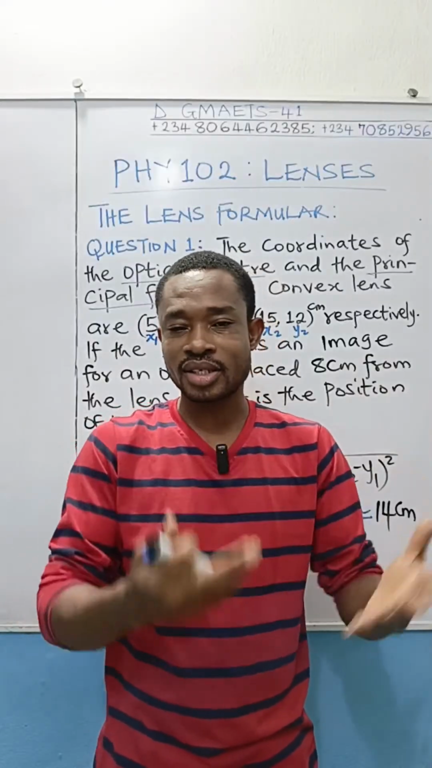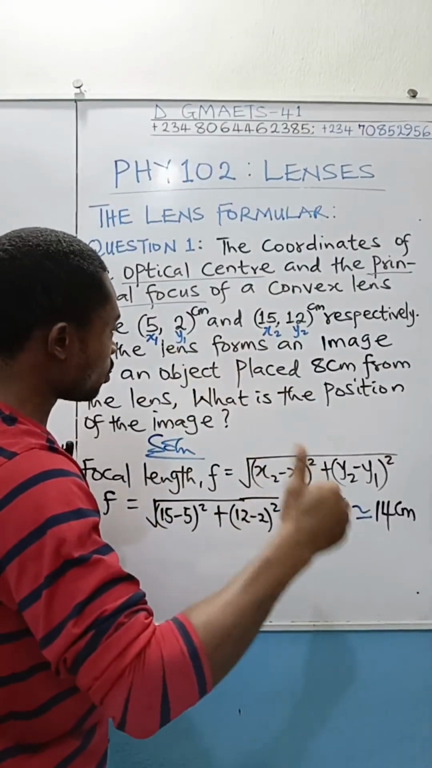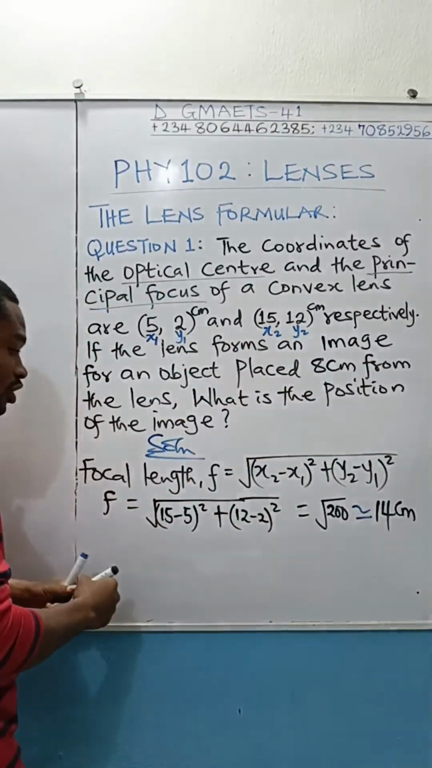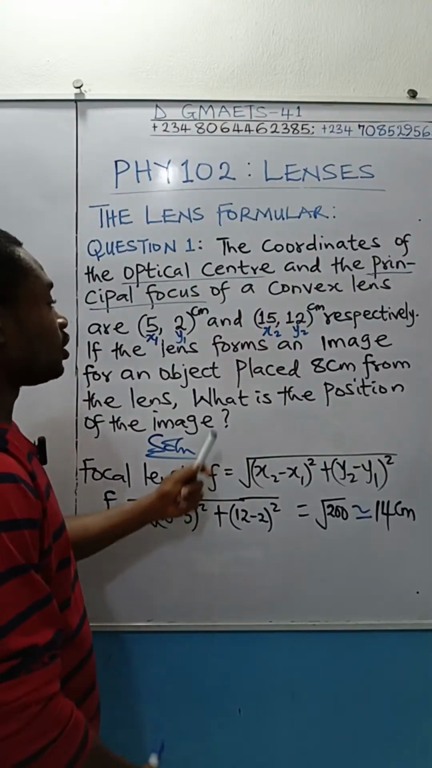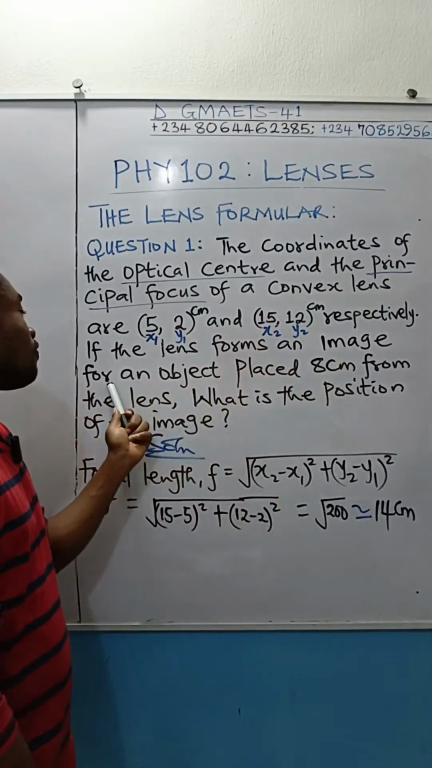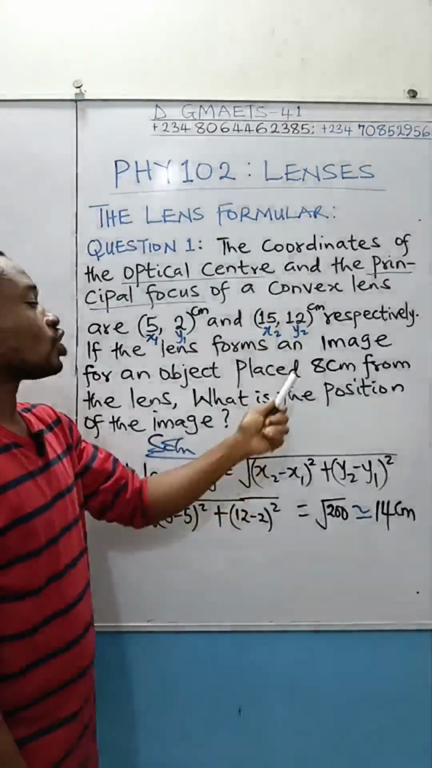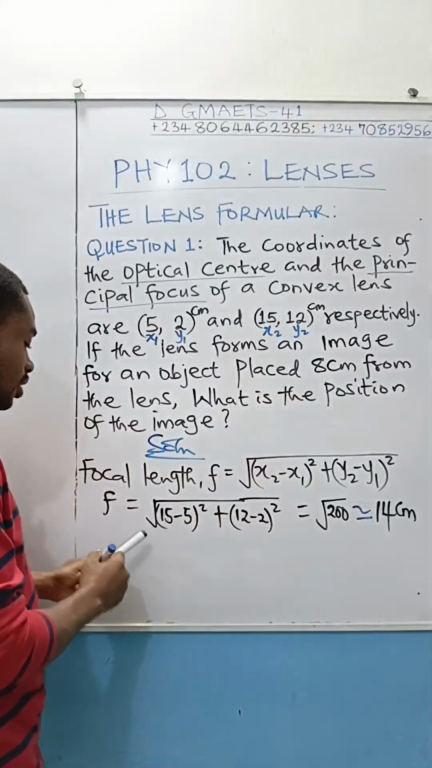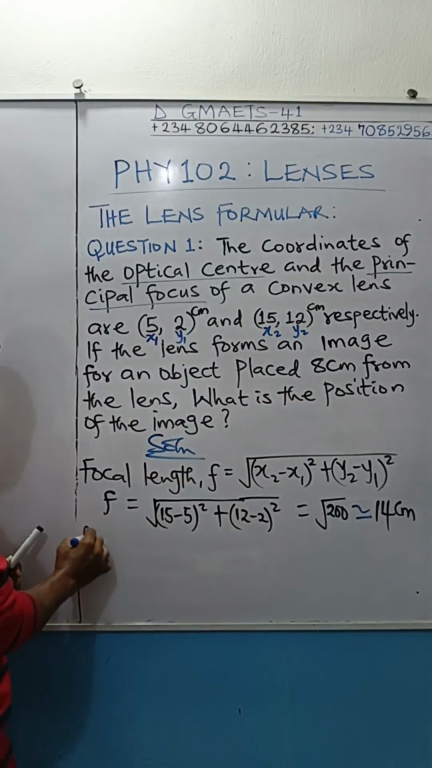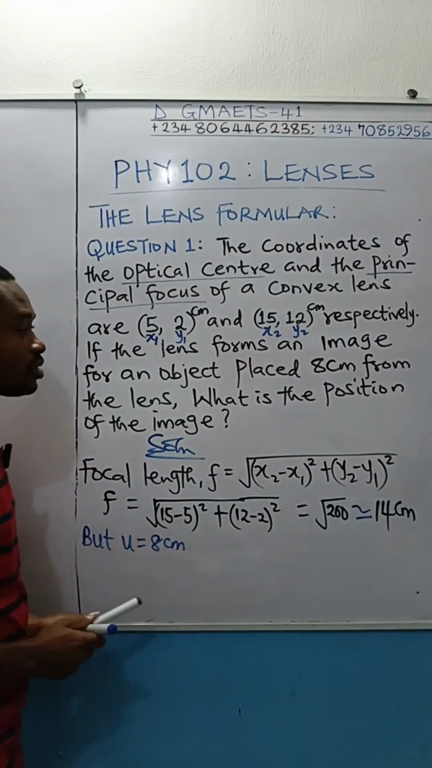Okay, they are connected, and maths is key. Take notes. Okay, so I have gotten my focal length. Let's now move on. We are told that if the lens forms an image for an object placed 8 centimeters from the lens, so we know the object distance. Object distance U is equal to 8 centimeters from the lens.